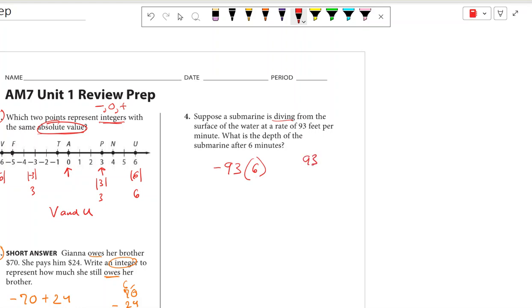To do this, we'll just stack them up and do some multiplication. And that's going to be 18, 54, and 55. So it's going to be a negative 558 feet. Make sure you know it's negative, because a negative times a positive is a negative.